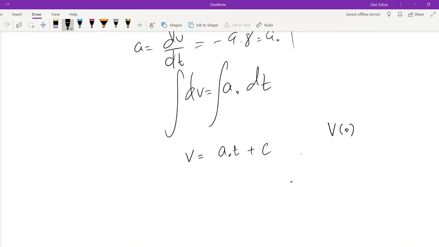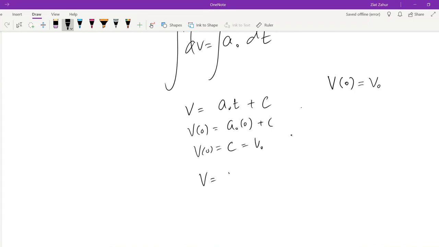V of 0 is equal to v naught. Of course, at 0 time, we start at the initial velocity. And so when I plug in v of 0, we get a naught times 0 plus c, and this gives us the 0th value as c, which is v naught. And so this gives you v is equal to a naught t plus v naught. So v is equal to v0 plus at.